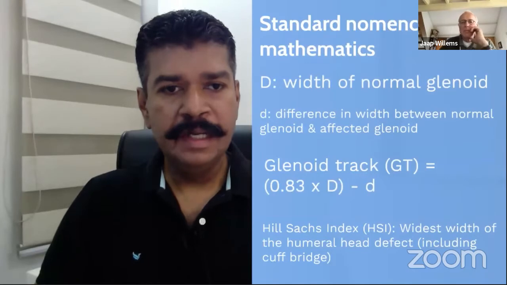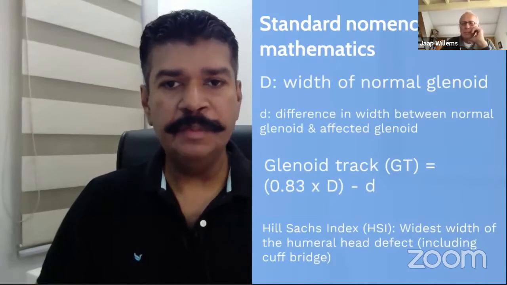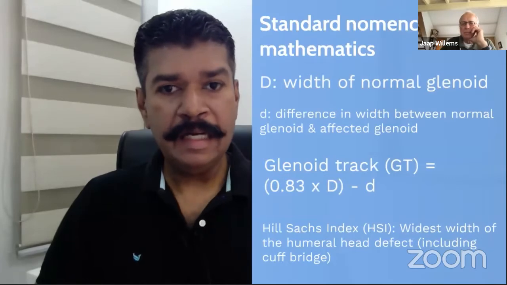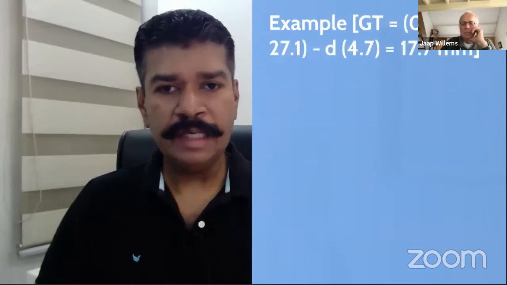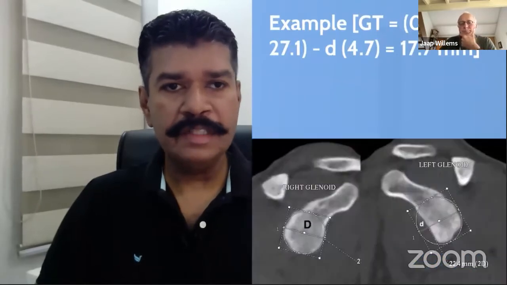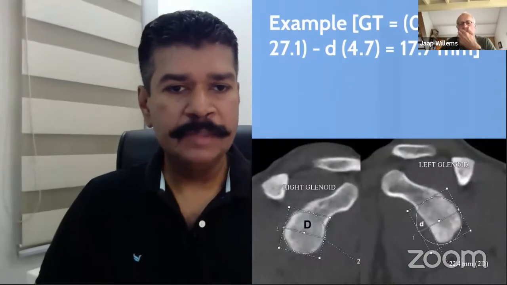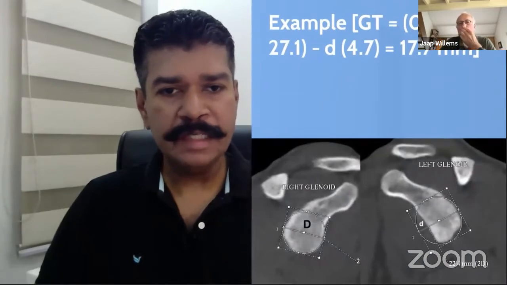You also need to calculate what is known as the Hill-Sachs index. It is the widest width of the humeral head defect, and it includes the rotator cuff bridge. Let's show it through an example. So in this particular example, you see that the left glenoid has a glenoid track of around 17.7 millimeters as measured using the previous formula.